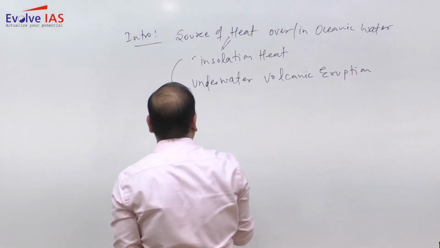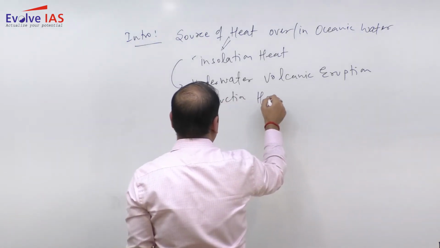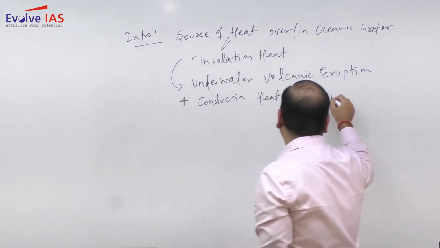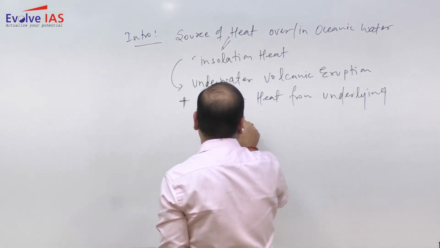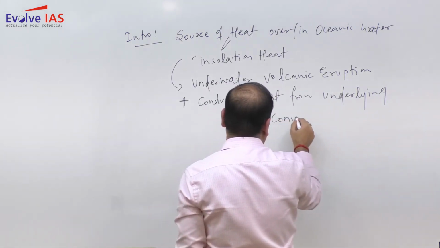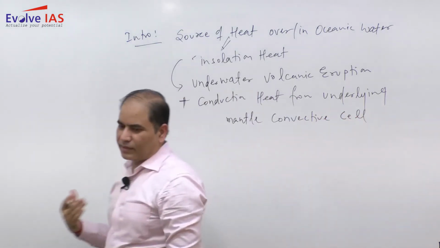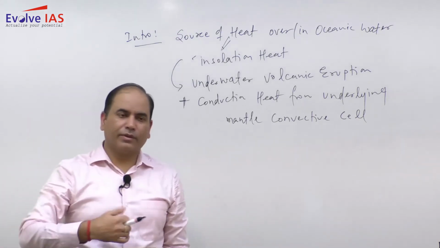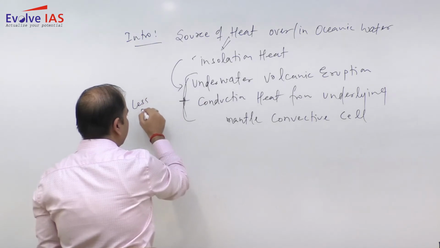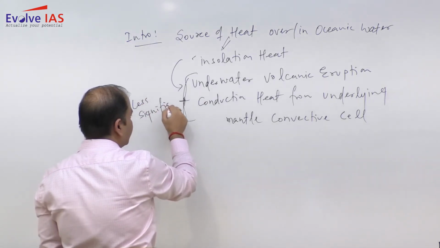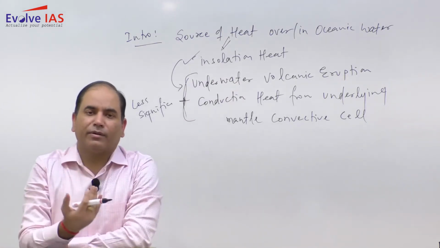Also there is some form of conduction heat from the underlying mantle convective cell. We call it simply the surface heat over the ocean, but definitely these are not that significant. So these are less significant. Most significant is your insolational heat. That is the general pattern of insolation or main source of heat.